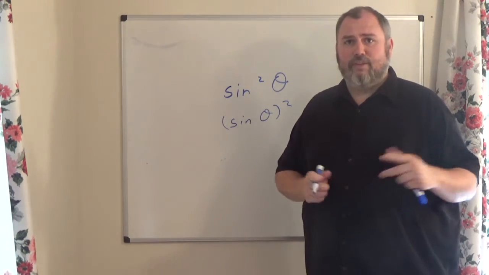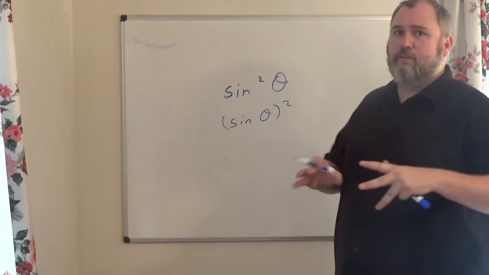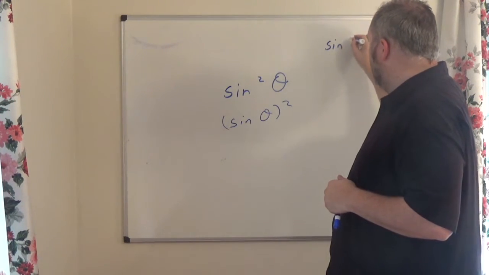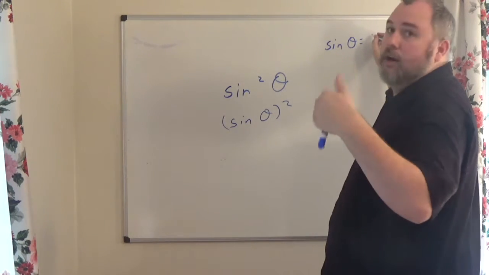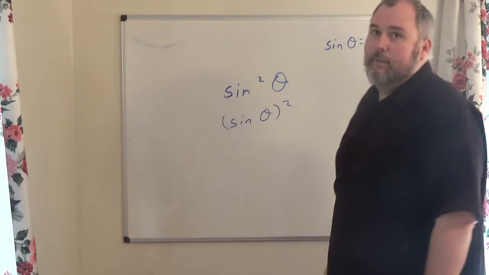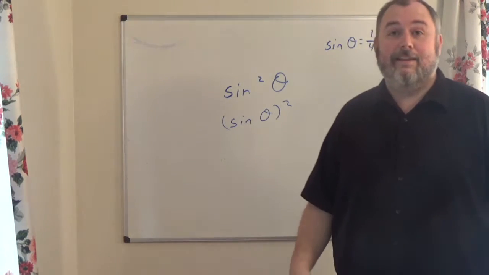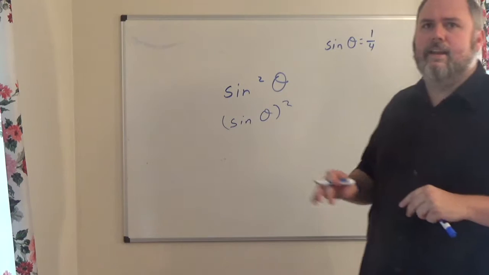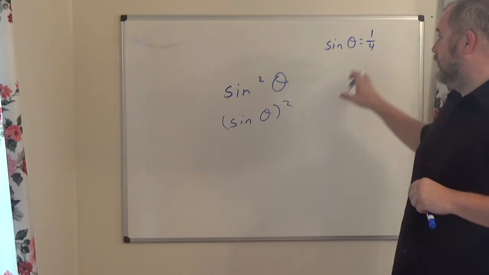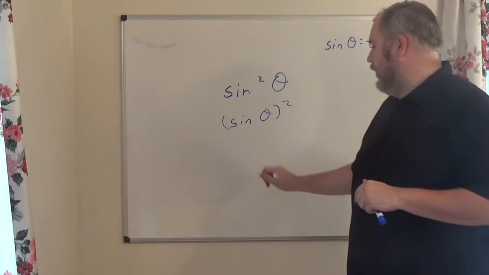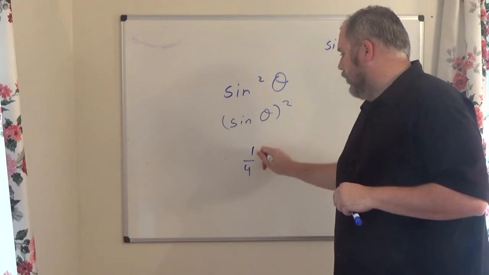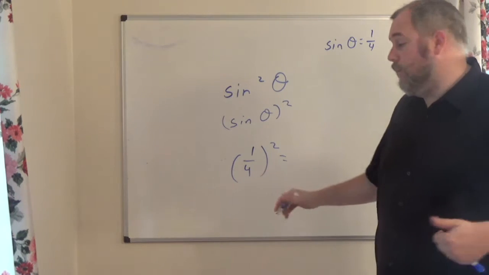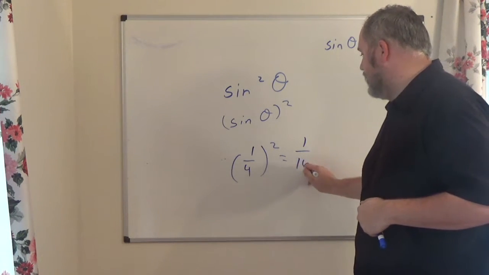So let's just say, for the sake of argument, that after you've done all your work you find out that the sine of theta is equal to, I don't know, 1/4. That's just a guess. I hadn't even worked the problem, so if that's the answer, I'm sorry. So let's say the sine of theta happened to be 1/4. You're going to plug in 1/4 into this. So you're going to say 1/4 squared. When you solve it like you normally would, that's going to be 1/16.